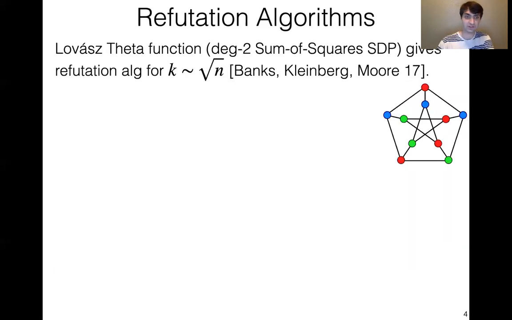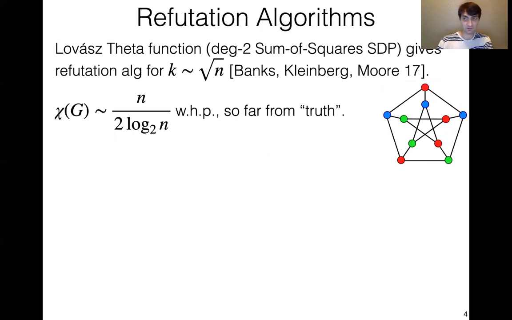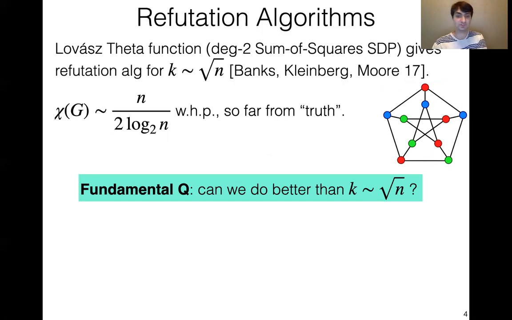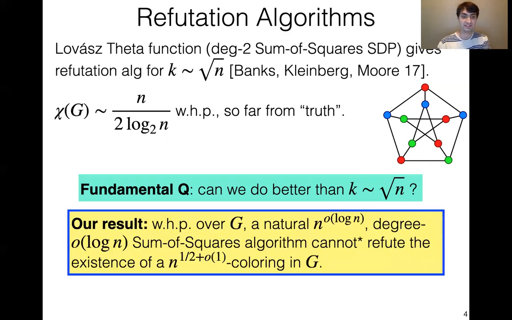So what refutation algorithms are known? Well, the Lovász theta function, or more or less equivalently the degree 2 sum of squares SDP, gives a refutation algorithm when k is about square root n. But recall that the chromatic number is about n over 2 log n, so this is actually far from the true value of chi(G). And the fundamental question we can ask is, can we do better than k about root n? And given that the title of the paper has the words lower bounds in it, you should expect the answer here to be no, and indeed that is what we prove.